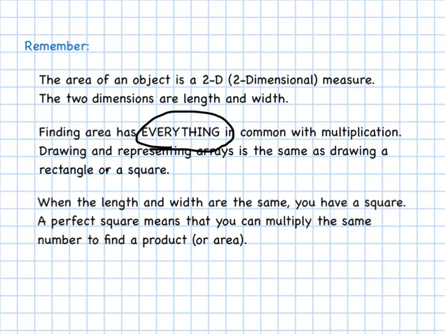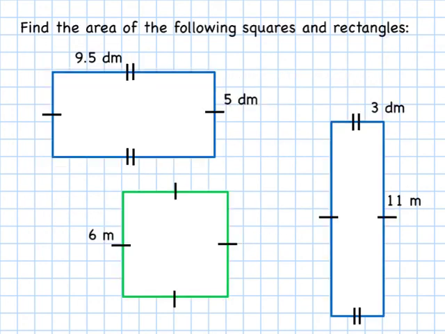Lastly, when the length and width are the same, you have a square. A perfect square means that you can multiply the same number by itself to find a product, or the area. So when we think of the perfect squares, that really brings area and multiplication together. Okay? So keep these three in mind and think about them, and you'll understand area much better for the next videos. Can you find the area of the following squares and rectangles?